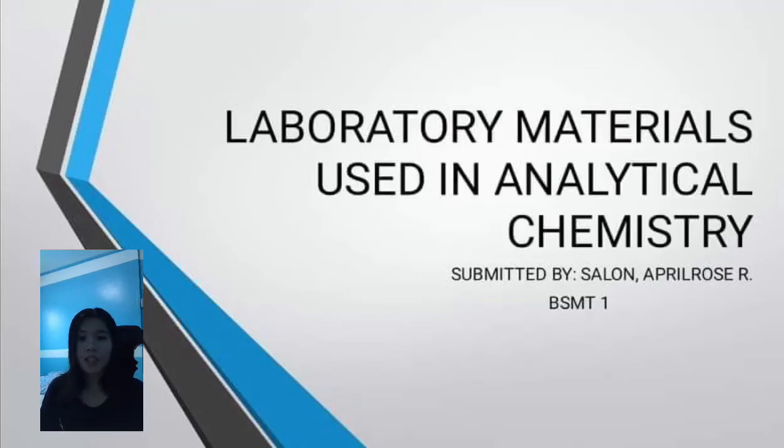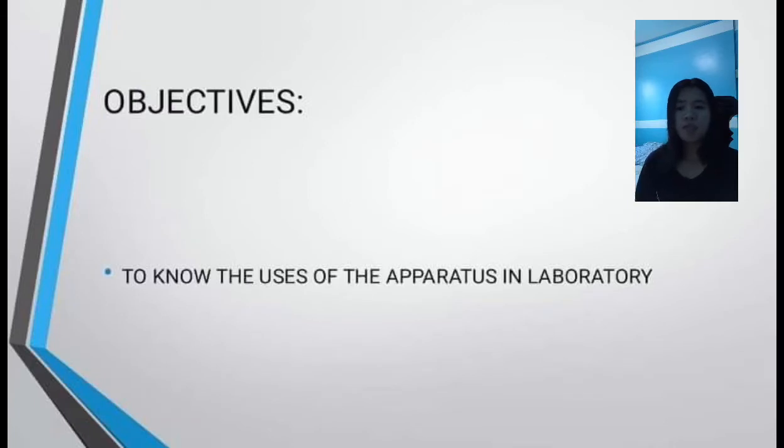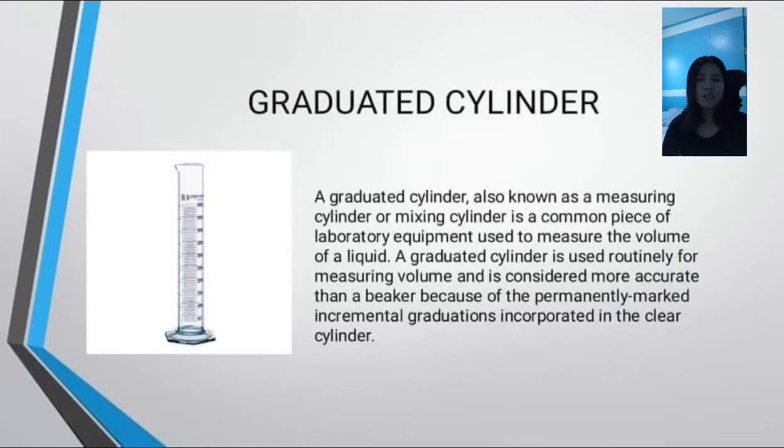I am going to discuss the different apparatus used in analytical chemistry. So my objective is to know the uses of the apparatus in the laboratory. Number 1 is the graduated cylinder.